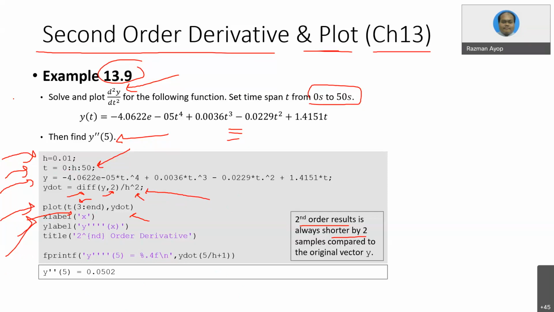Also how to call a number specifically. You can see here, y dot, for example, if you want number 5, you have to take 5 divided by h, and then you have to plus 1. That is how you find the value specifically.